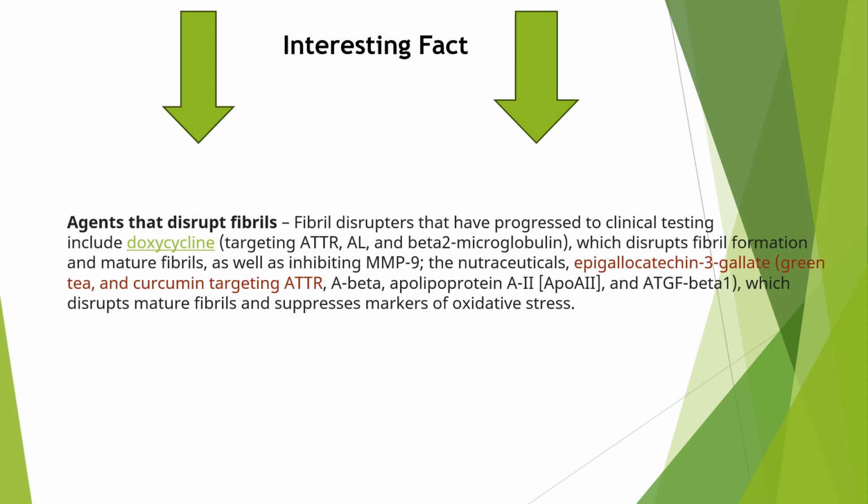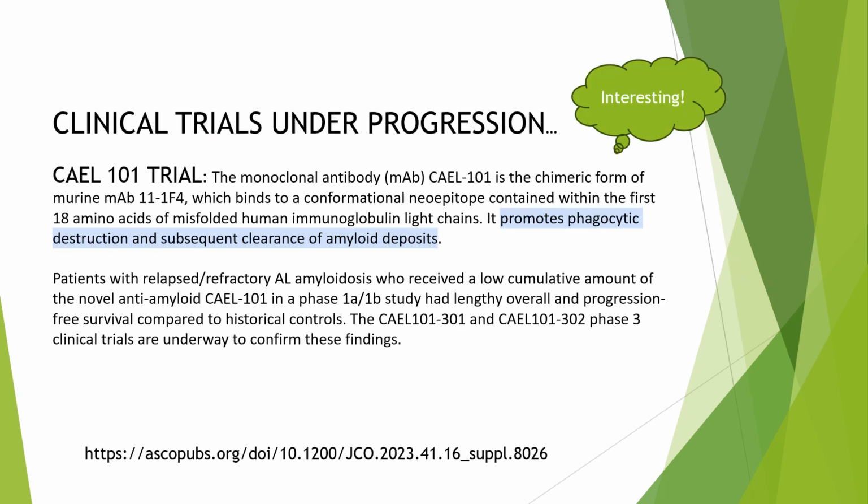Another interesting thing that I came across is that there are certain nutraceuticals. For example, we consume green tea in everyday life, and we also consume curcumin. Now, what is curcumin? It's basically the turmeric that we put in a lot of Indian and Pakistani cuisine and worldwide cuisines as well. These two have been identified as responsible for disrupting the fibrils, and they suppress the markers of oxidative stress as well, and they prove to be beneficial for people with amyloidosis.